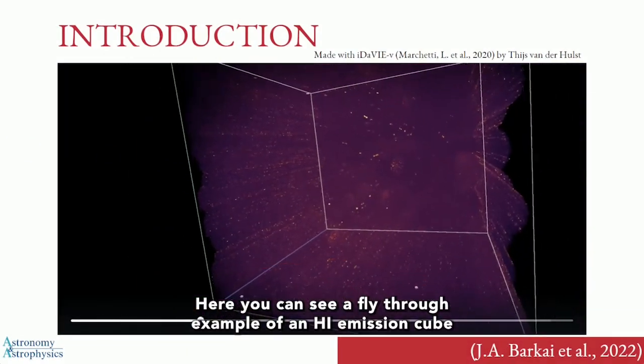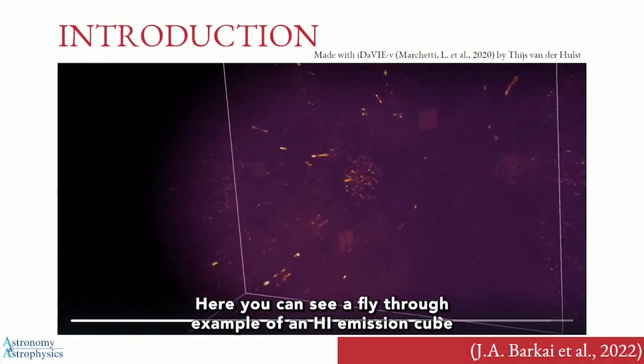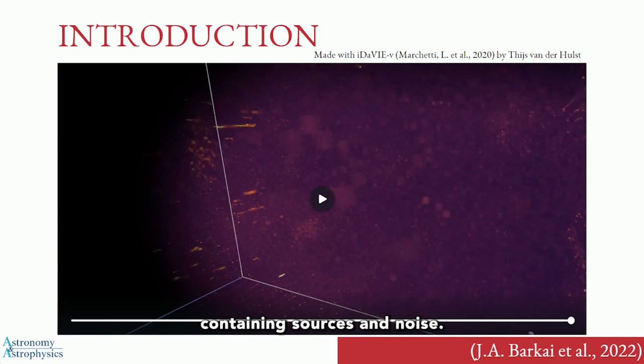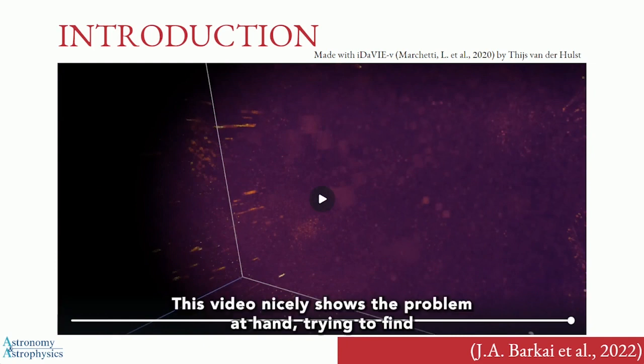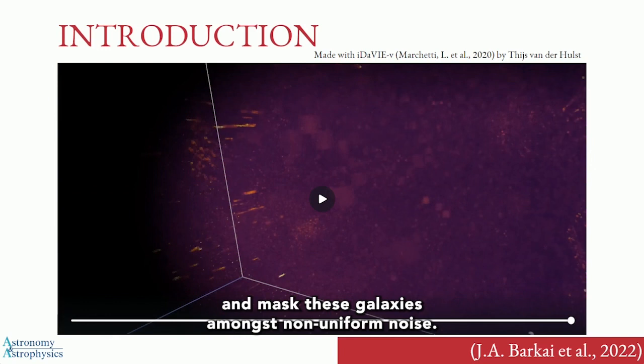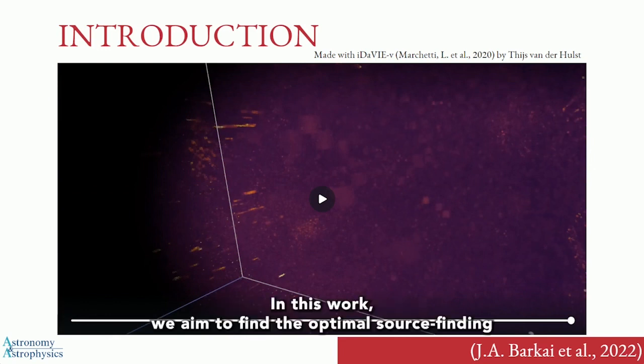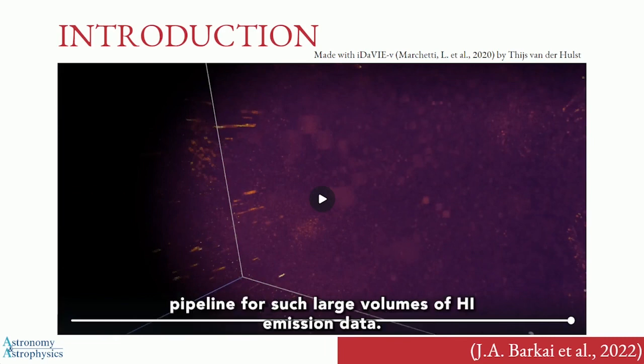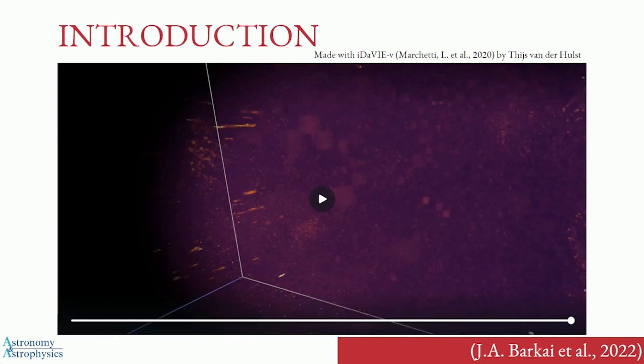Here you can see a fly-through example of an H1 emission cube, containing sources and noise. This video nicely shows the problem at hand, trying to find and mask these galaxies amongst non-uniform noise. In this work, we aim to find the optimal source-finding pipeline for such large volumes of H1 emission data.